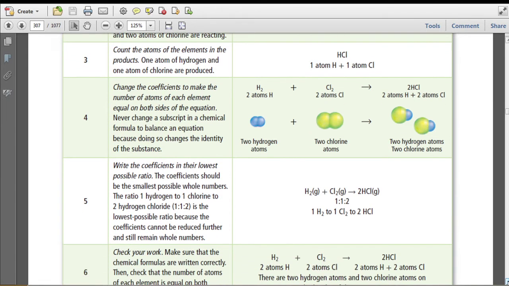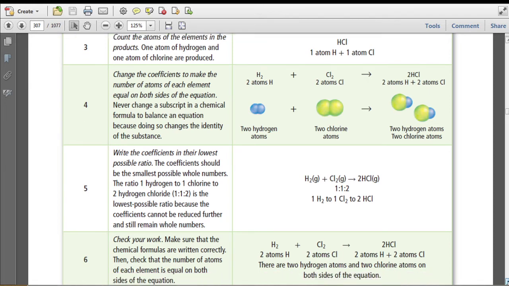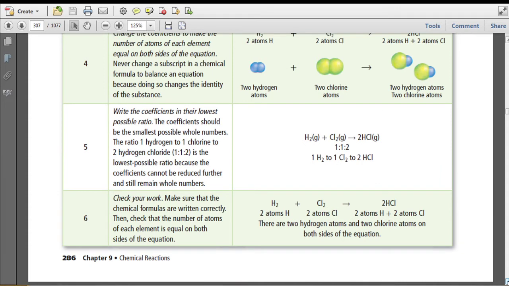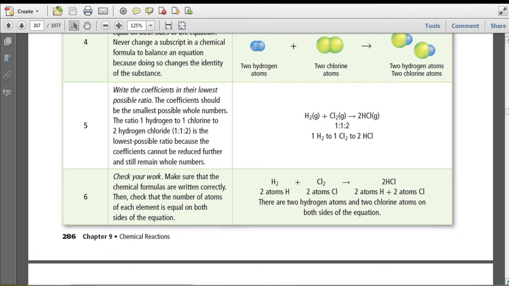Then we're going to go ahead and look at this and make sure that we write our coefficients in the lowest possible ratio, right, so that we have a 1, 1, 2. And always just go back and check your work to make sure that the chemical formulas are written correctly and that your equation is written in the lowest possible ratio.